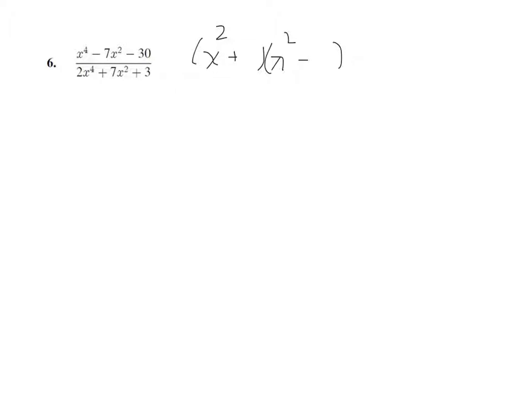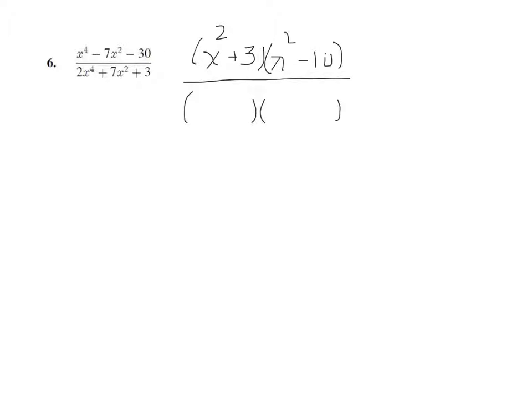So 1 and 30, 2 and 15, 3 and 10. If the 10 is negative and the 3 is positive, then those would add up to negative 7. So I've got x squared plus 3 times the quantity x squared minus 10 on top. Now on bottom, it's a little trickier, but it's doable. I don't have a GCF again.